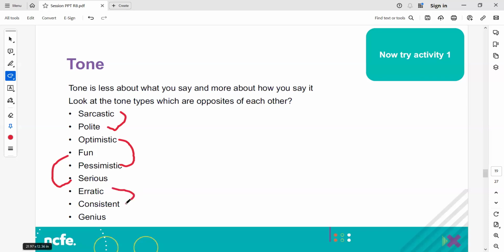So it's a bit tricky, that one. So erratic, all over the place, consistent. There's a solid structure to it. And then we've just got that odd one there at the end. Genius. Well done.